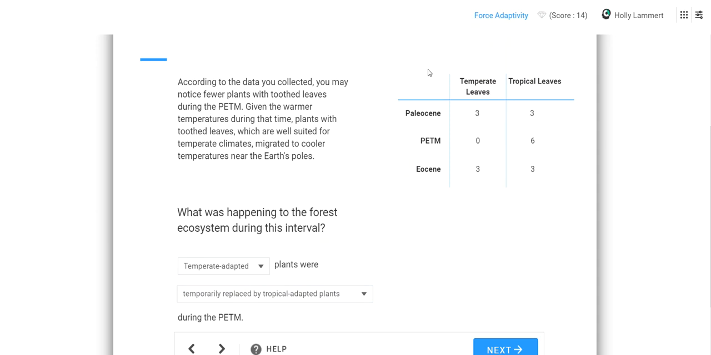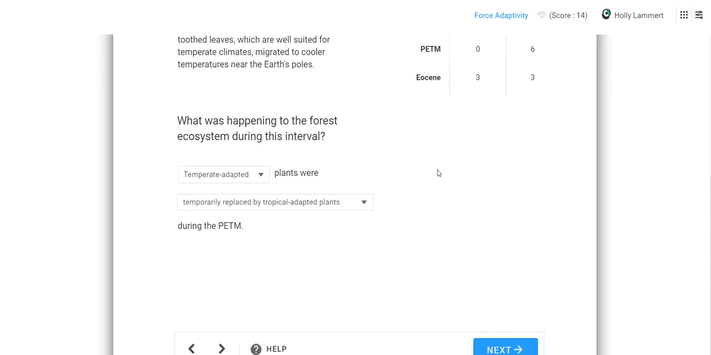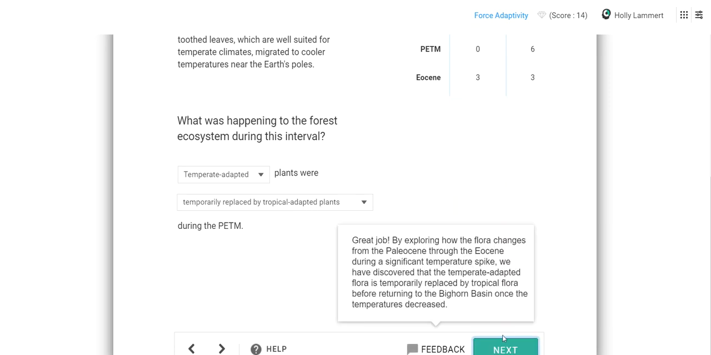So you'll notice here, if we look at this data set, temperate leaves are replaced potentially by tropical leaves. So let's find that. Temperate adapted plants were temporarily replaced by tropical adapted plants. Great job. By exploring how the flora changes from the Paleocene through the Eocene during a significant temperature spike, we have discovered that the temperate adapted flora is temporarily replaced by tropical flora before returning to the Bighorn Basin once the temperatures decreased.